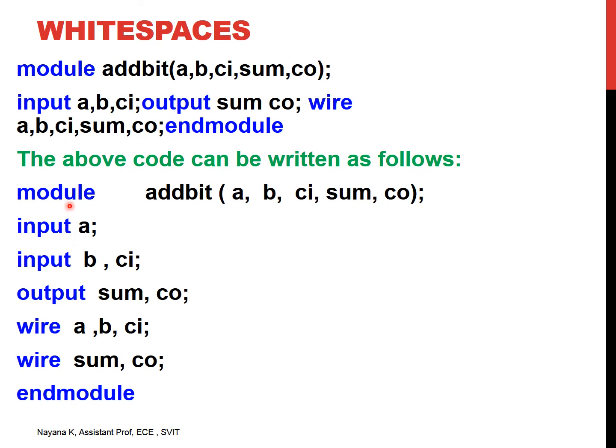You can write module, and see, we have left a tab space over here, and then we have written add bit. If you observe this line of code, we have written everything with a comma without any blank space between them. But here we have separated each of them with a blank space.